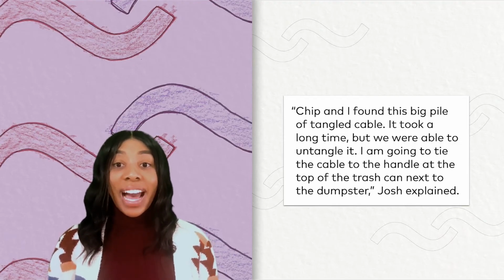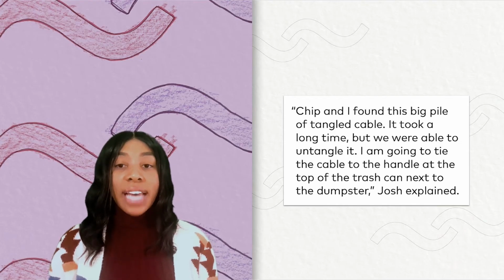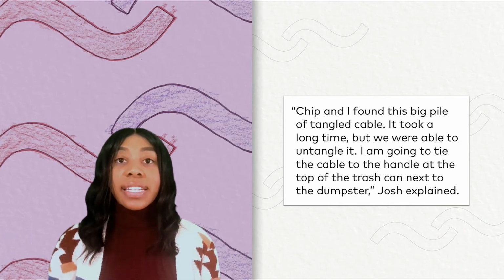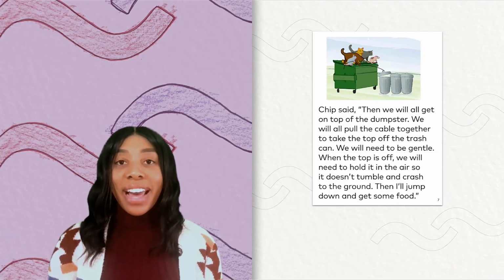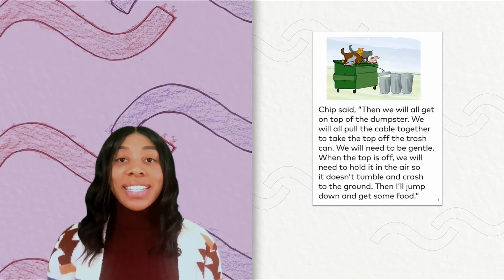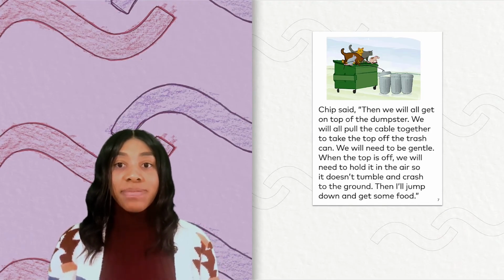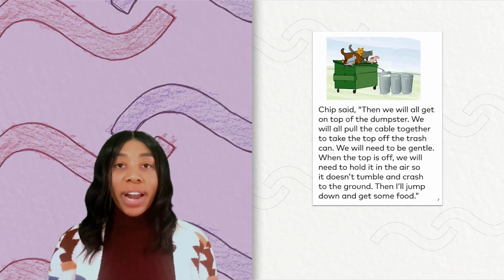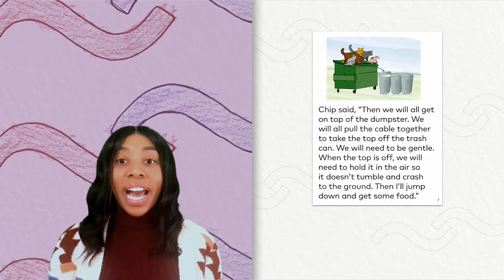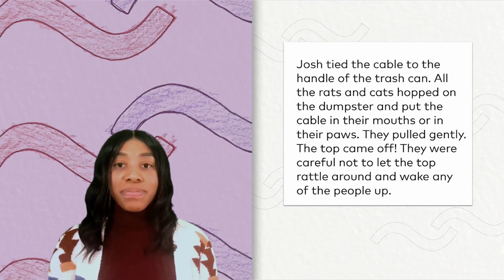I am going to tie the cable to the handle at the top of the trash can next to the dumpster, Josh explained. Chip said, then we will all get on top of the dumpster. We will all pull the cable together to take the top off the trash can. We will need to be gentle. When the top is off, we will need to hold it in the air so it doesn't tumble and crash to the ground. Then I'll jump down and get some food.